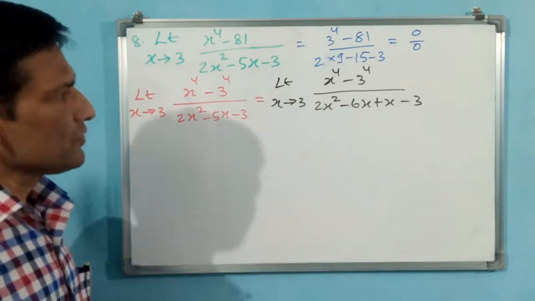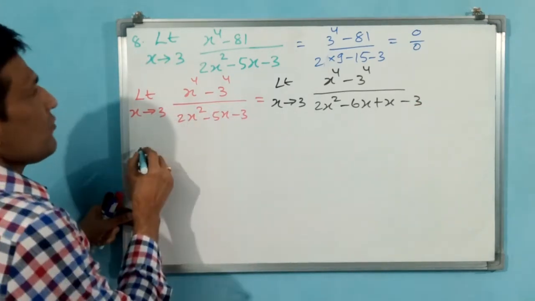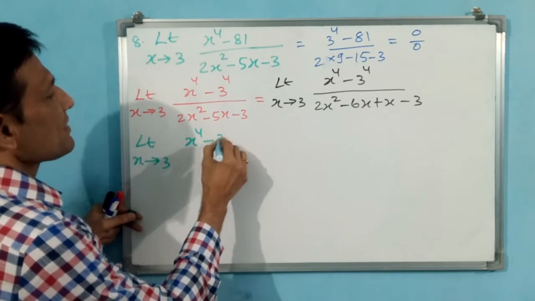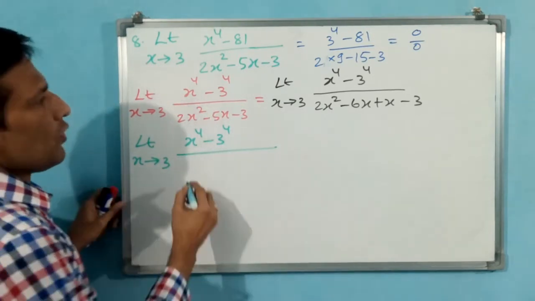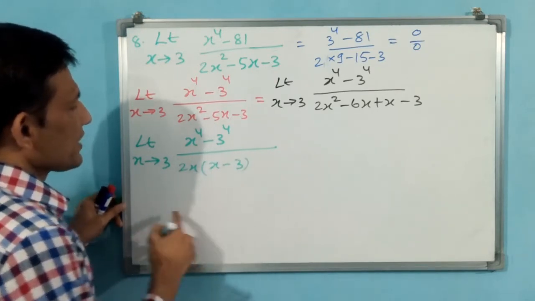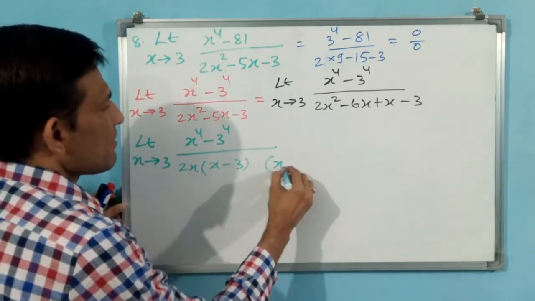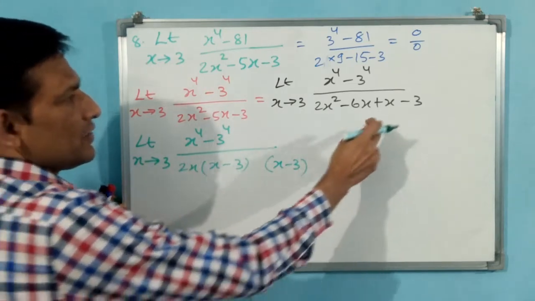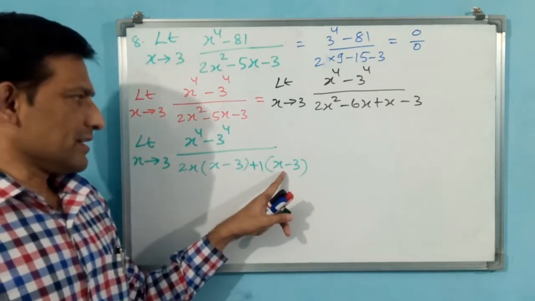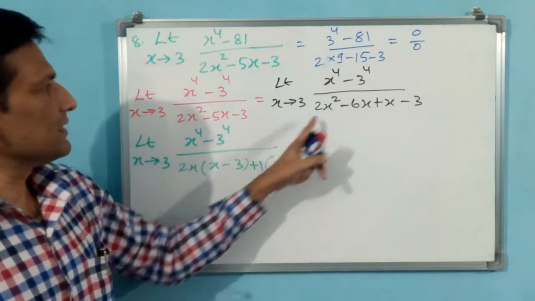See this. 2x square minus 6x plus x minus 3. Now you take common. Limit x tends to 3, x to the power of 4 minus 3 to the power of 4 divided by 2x you take common. 2x, if you take x minus 3, then 2x square minus 6x. These two terms are over. But you have to take this common, same. x minus 3, x minus 3. Then x minus 3 is already there, that means you have to put only plus 1. 1 into x, 1 into minus 3, minus 3.